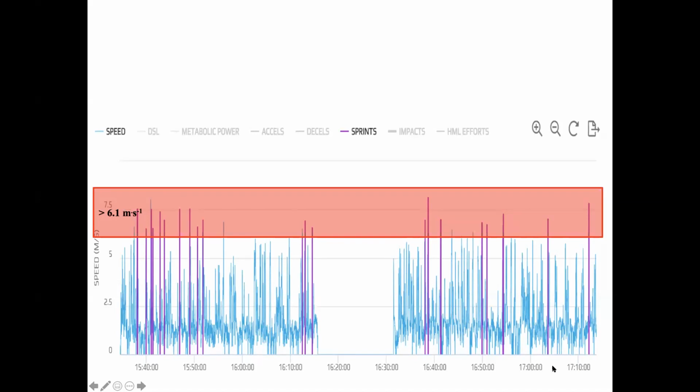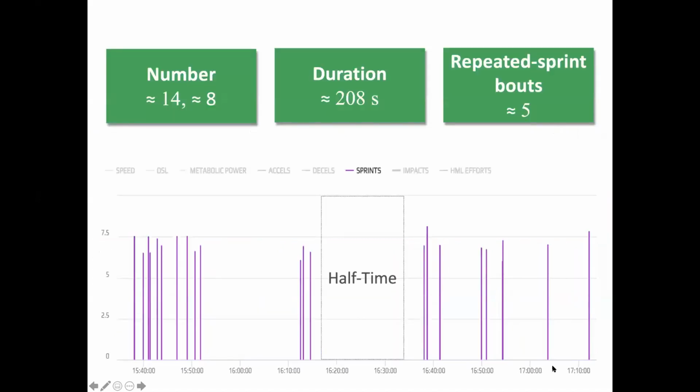The peak speed of each sprint was identified and then placed into one of the three sprint intensity categories. So what did we find? Well, there was a total of 22 sprints in the game, and the majority of sprints are under 20 meters, with 14, and 8 over 20 meters.